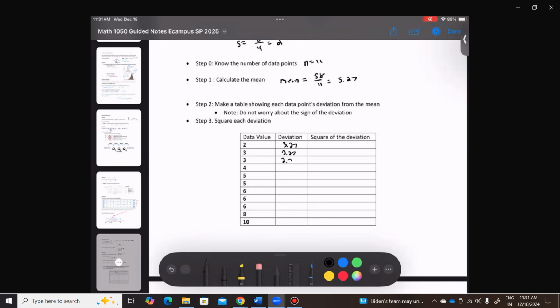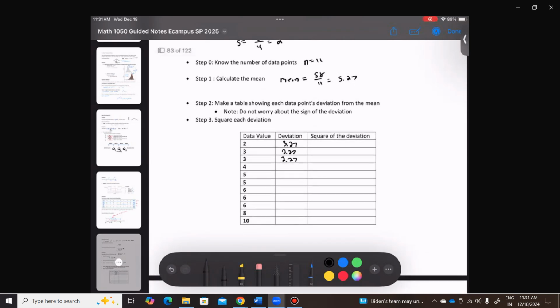There's a couple of those. 4 and 5.27 is 1.27. Then it's 0.27 for 5. And 6 would be 0.73. That's 3 of them. For 8, it's 2.73. And then for 10, it's 4.73.